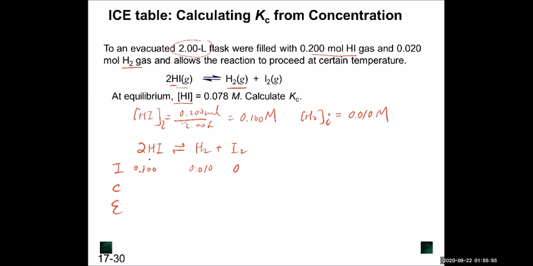Okay, so what about the change? This is the key. HI has coefficient 2, and this is a reactant, so let's make it negative 2x. And H2 and I2 both are products, so the gain with coefficient 1 is just plus x. This is also coefficient 1, so plus x also. And then the end, we can just take the initial plus the change.